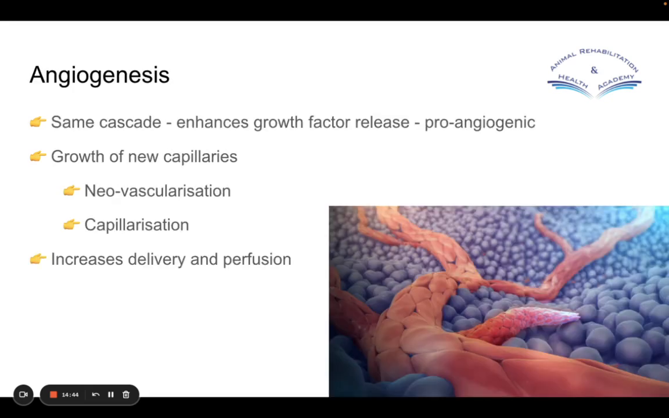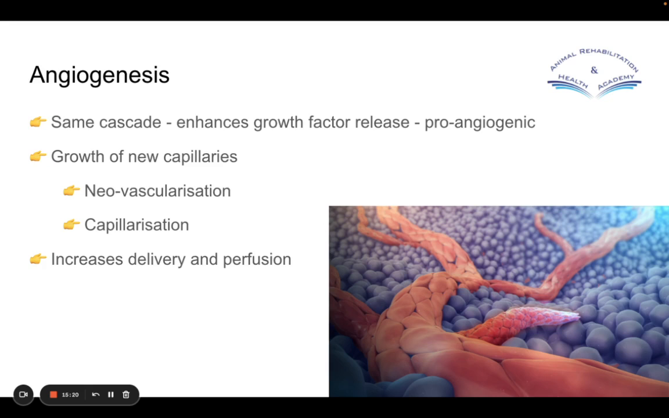And then finally, we're just going to look at angiogenesis. So this is the same cascade that we've just looked at with vascular tone, and that same cascade actually enhances growth factor release, which is pro-angiogenic. So angiogenesis is the growth of new capillaries. If you can imagine, if a tissue is not well perfused with capillaries, there's obviously going to be less blood getting there. And so again, this will happen in response to metabolic requirements.